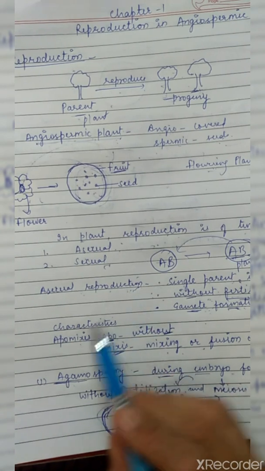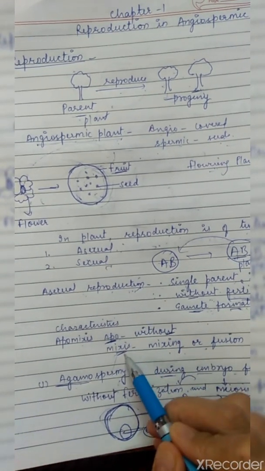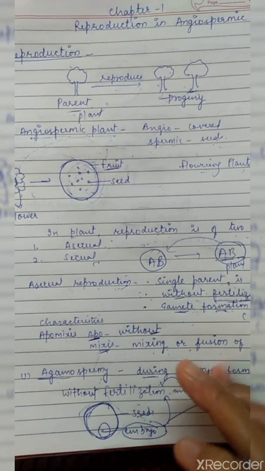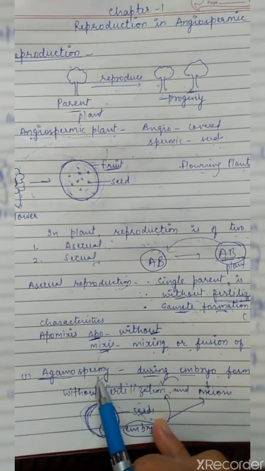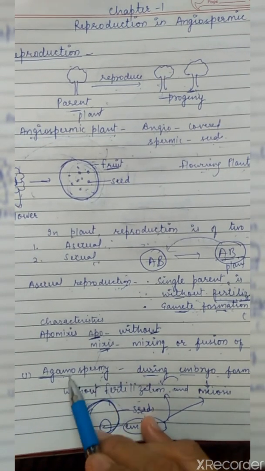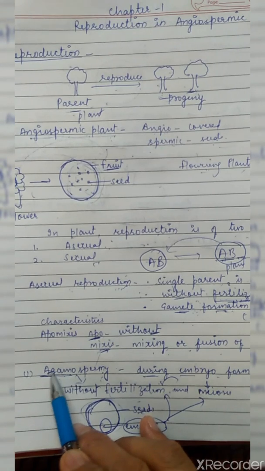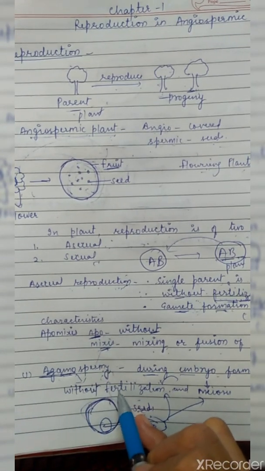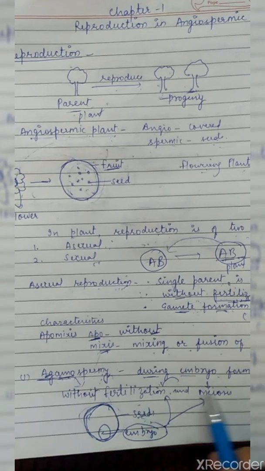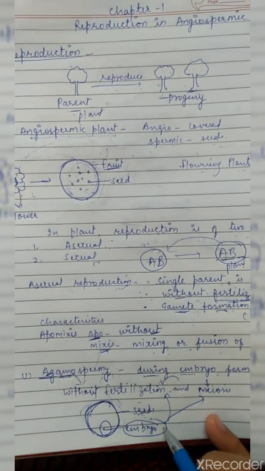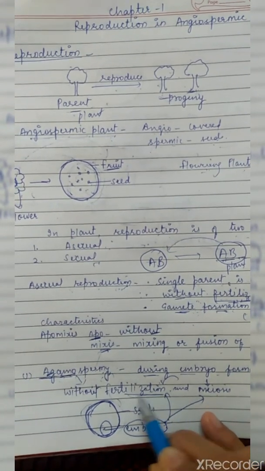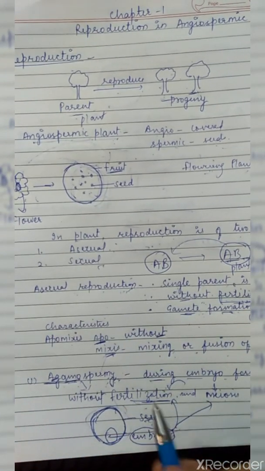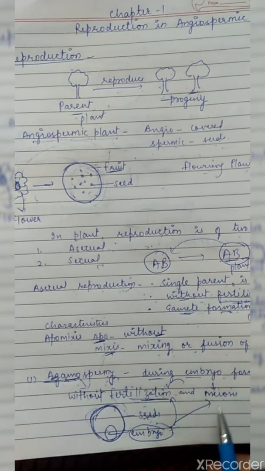Asexual reproduction is also known as apomixis. Apo means without, mixis means mixing or fusion of gametes. Fertilization is absent. There are two ways of asexual reproduction in plants. The first one is agamospermy. A means without, gamo means fertilization, without fertilization. But in this process seed is involved. The seed has an embryo. This embryo is formed without fertilization. Remember, student, in agamospermy, seed is involved, but the seed is formed without fertilization and meiosis.